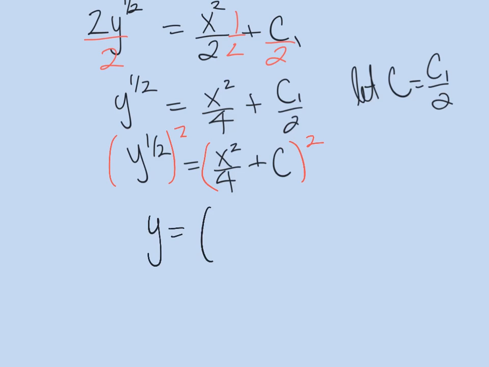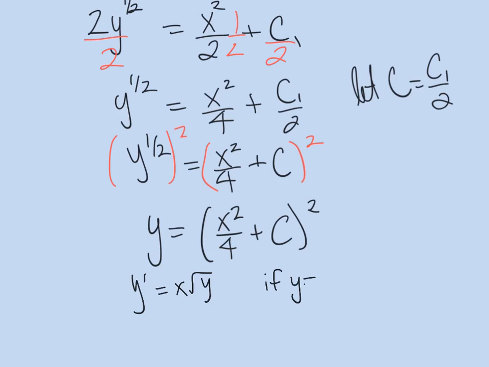So y is equal to x squared over 4 plus c squared. This gives me a family of functions that satisfied our first-order differential equation, which was y prime is equal to x the square root of y. Now, if we started out with y is equal to 0, then y prime is equal to 0. And that satisfies our first-order differential equation that we started out with.